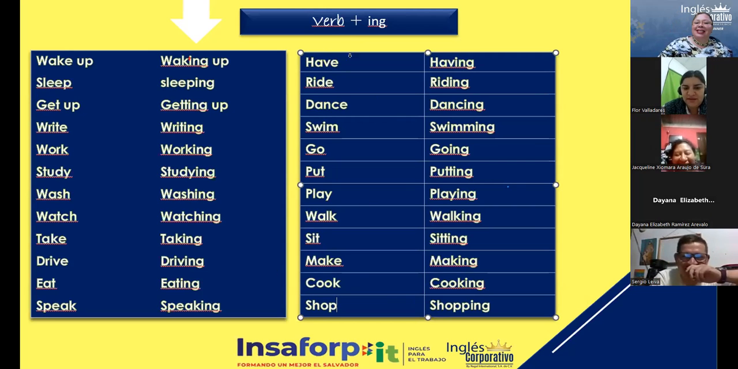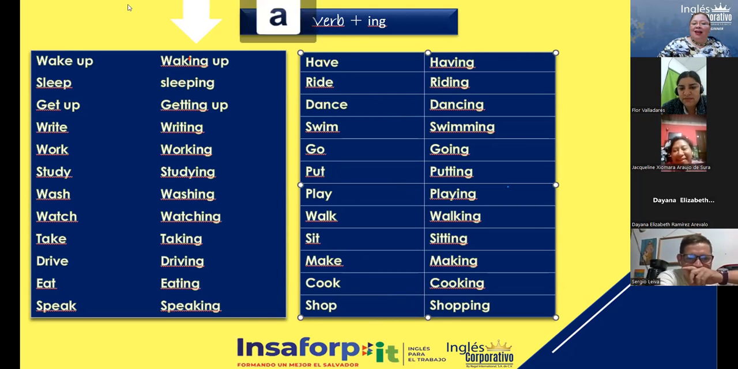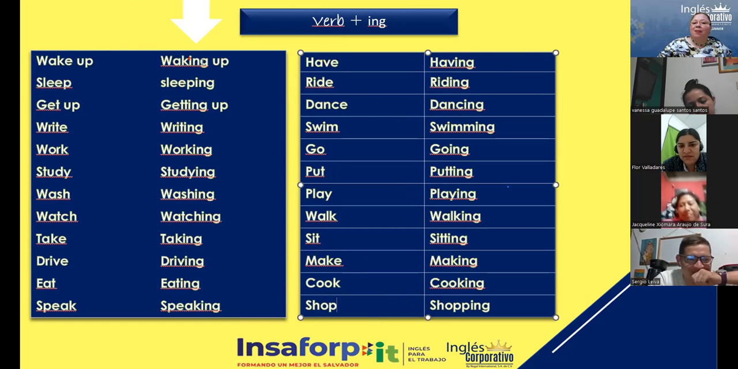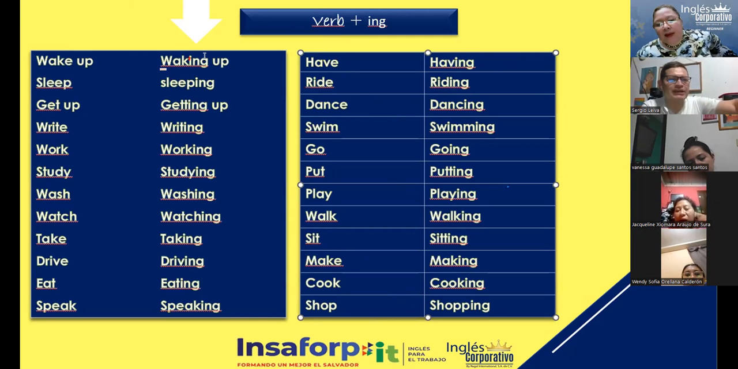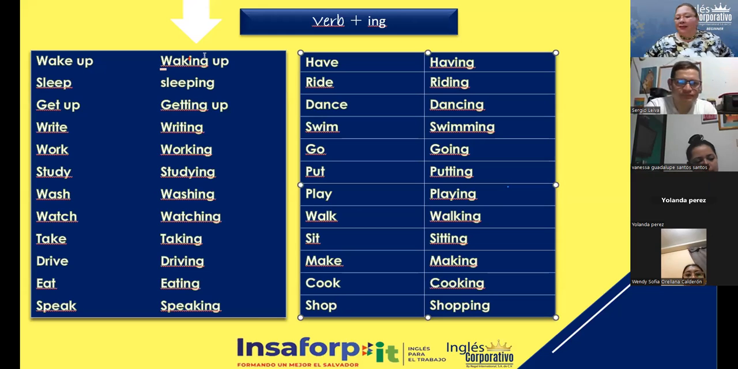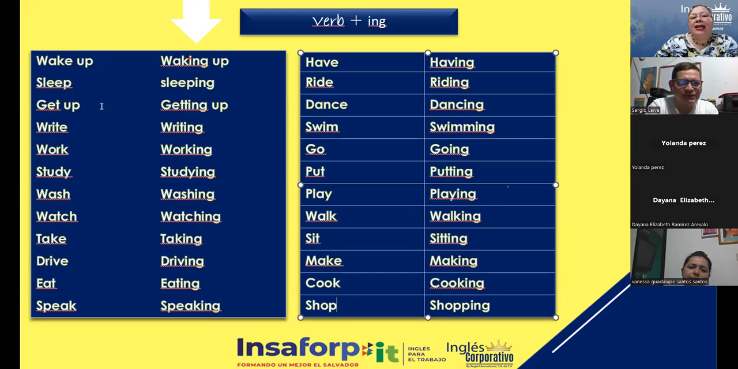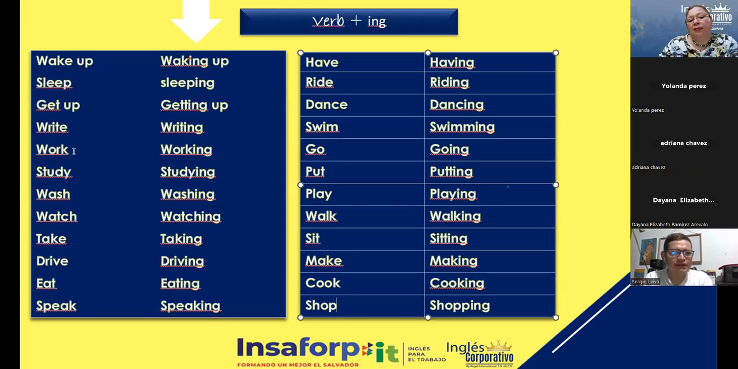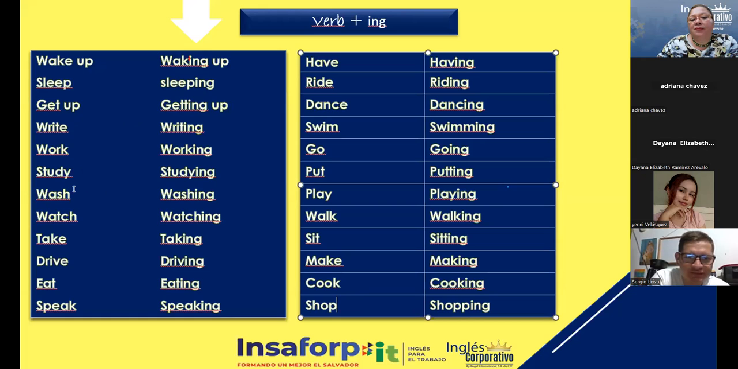Okay, people, let's pronounce this. I will stop the remote. Just one second. Okay, here we go. Wake up, waking up. Everybody, please repeat. Wake up, waking up. Sleep, sleeping. Get up, getting up. Writing. Working. Studying. Study.